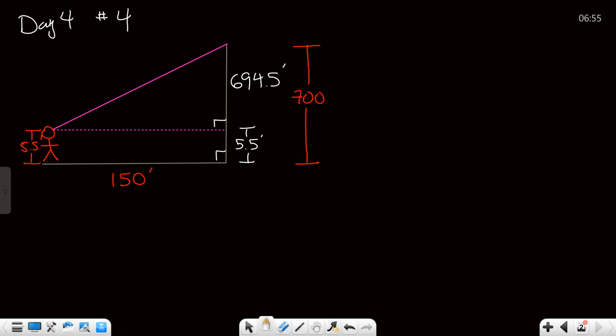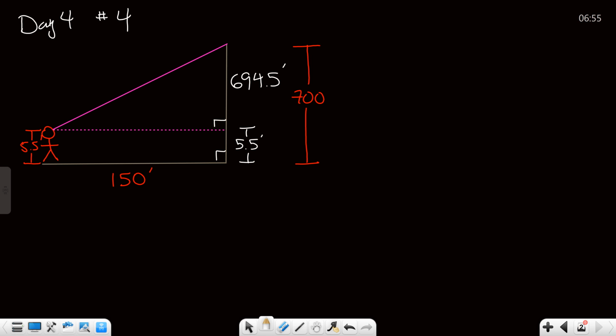In day 4, problem number 4, find the angle of elevation to the peak of a mountain from a person who is 100 feet from the mountain. The person's eye is 5.5 feet above the ground and the mountain is 700 feet tall. So this is not a true mountain problem like we talked about yesterday. It just happens to be an object that's very tall.